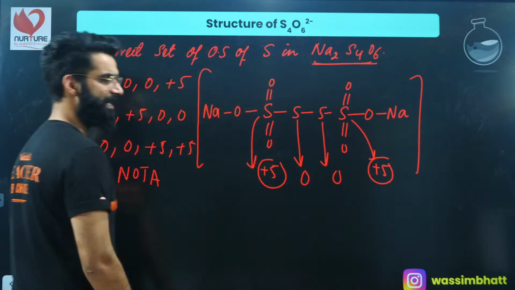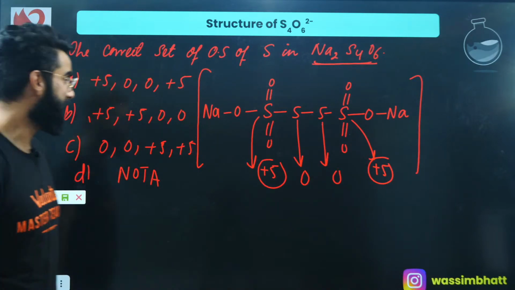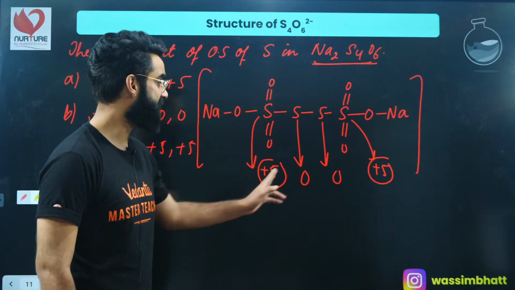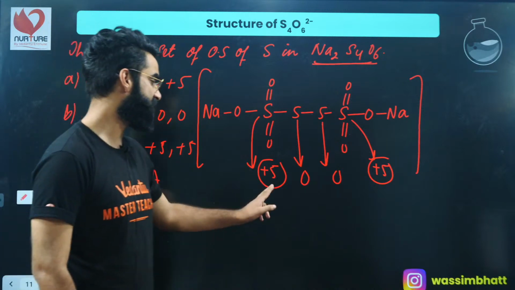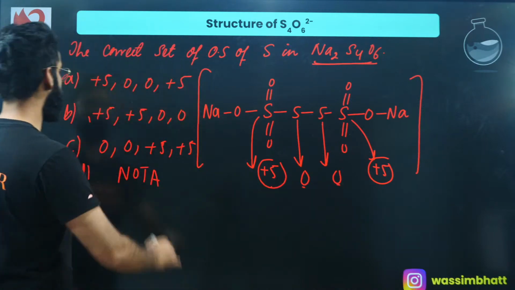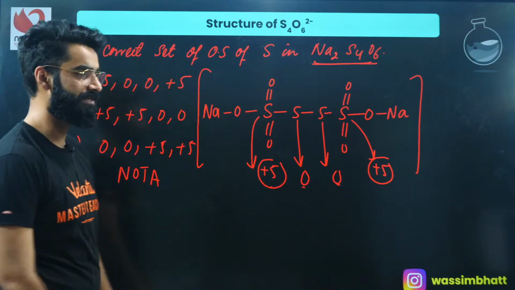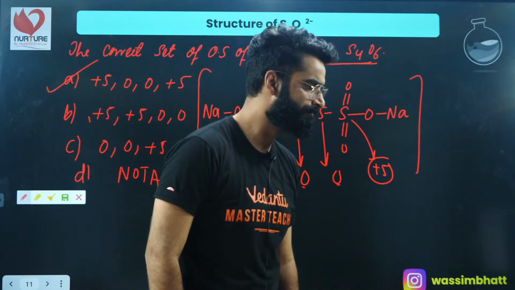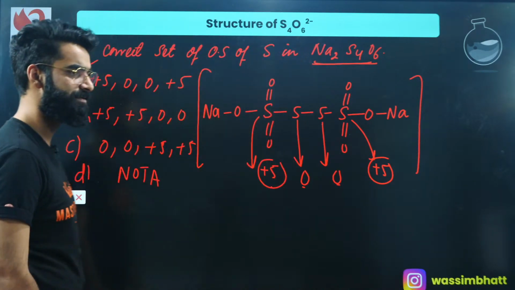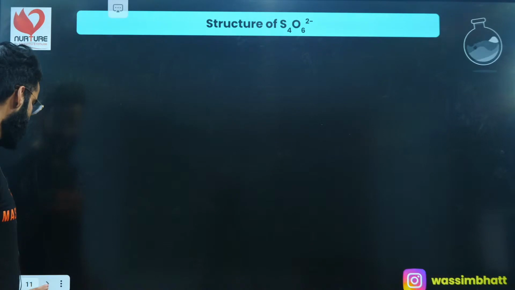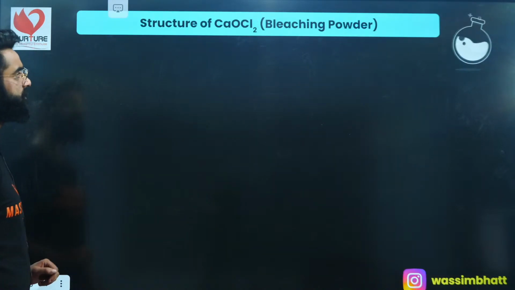So what is going to be the correct set of oxidation states of these 4 sulfur atoms? It's going to be plus 5, 0, 0, plus 5, right? So plus 5, 0, 0, plus 5 is going to be the correct answer of this question. I'm sure it's clear to everyone, right? Absolutely, option A is going to be the answer. Right, people? Let's have a look on few more important structures.